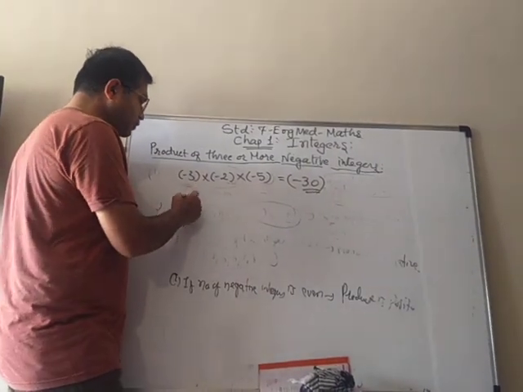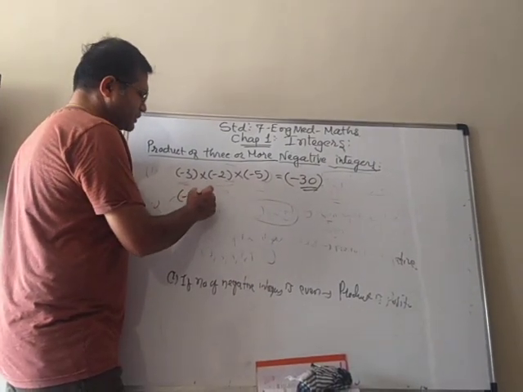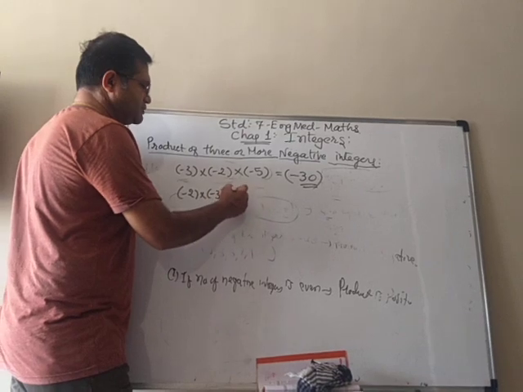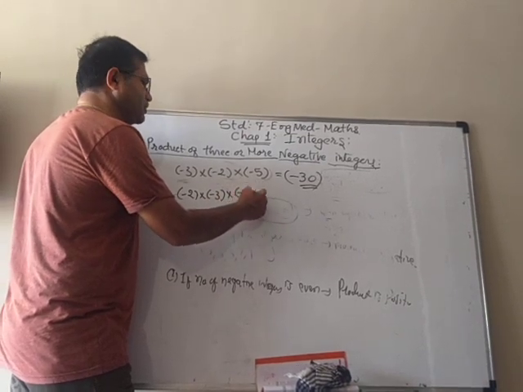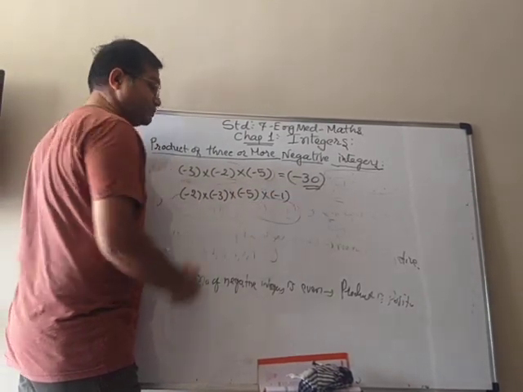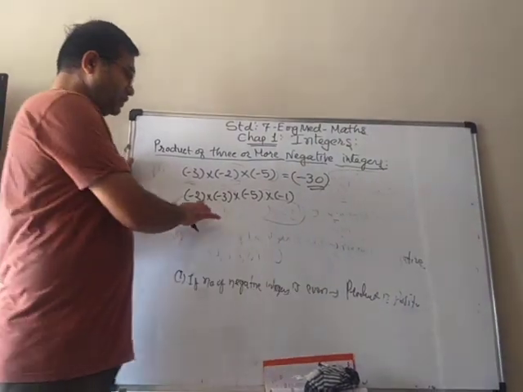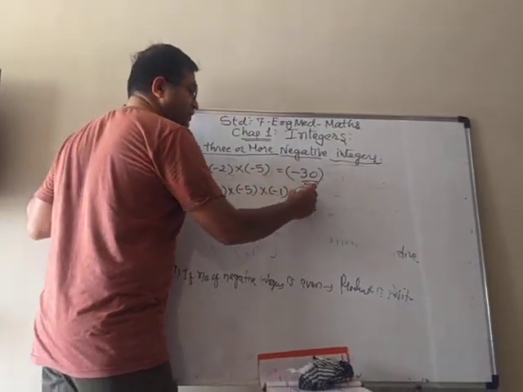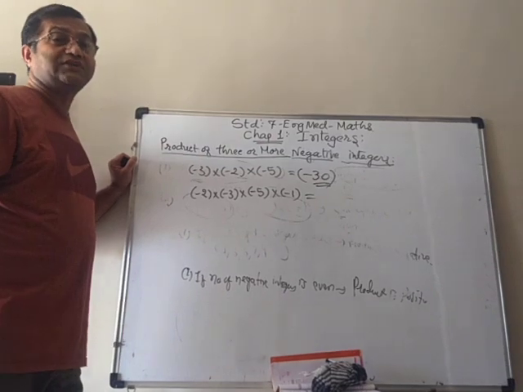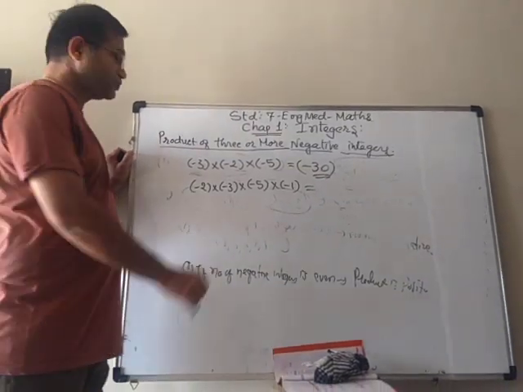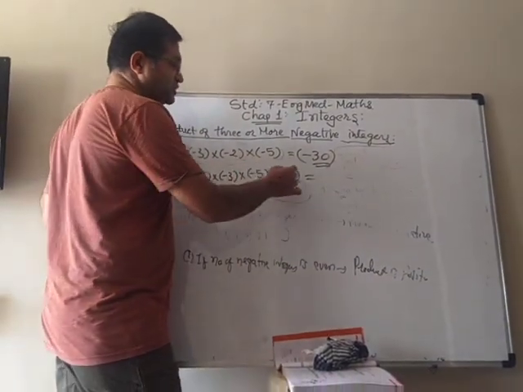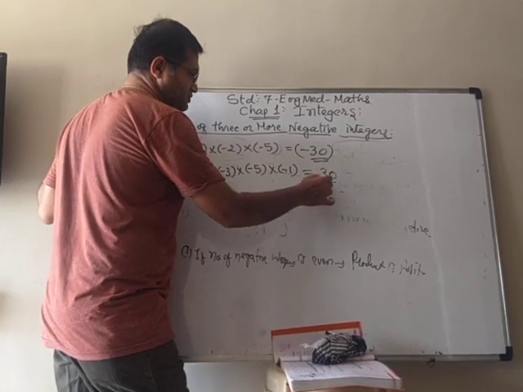Let's do more. Minus 2 multiplied by minus 3 multiplied by minus 5 multiplied by minus 1. Here there are 1, 2, 3 and 4 negative integers. So the answer will be positive here. So 2 3s are 6, 6 5s are 30, 1 times 30 is 30. So the answer is 30.